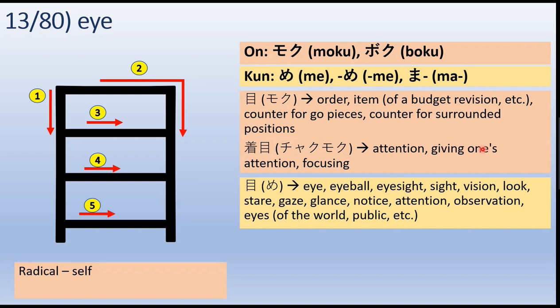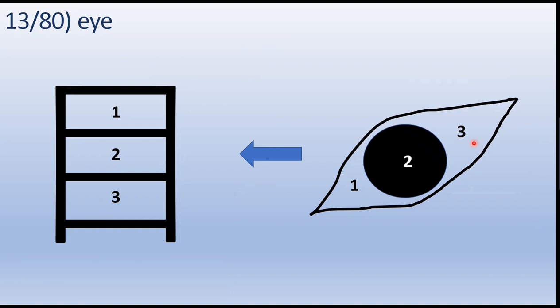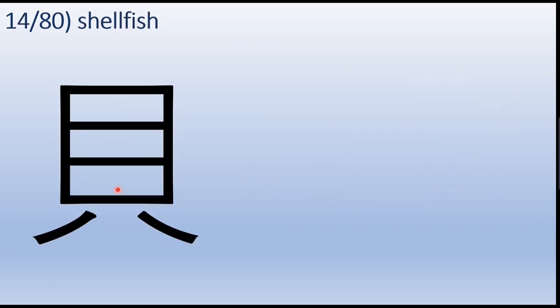It is important to follow the stroke order as set up. So this is the logic behind this. This is the eye, and there are three compartments, three parts of the eye, and this character represents these three compartments. The 14th character is shellfish.